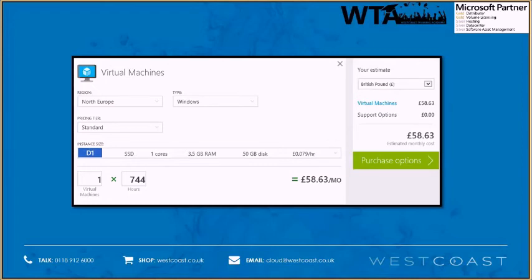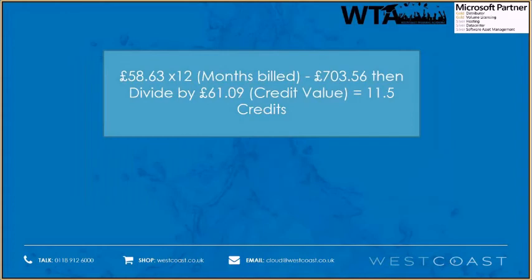Now, I want to work out how many credits I need for this particular virtual machine. So, here is the calculation. You've got £58.63. What you do is you times that by however many months you want to bill them for. I've put 12 up here as an example, but it could be any. So we come out with £703.56. Then you divide that number by £61.09. And then voila, I come out with 11.5 Azure credits.